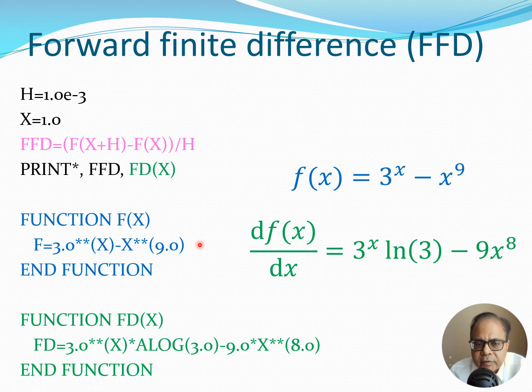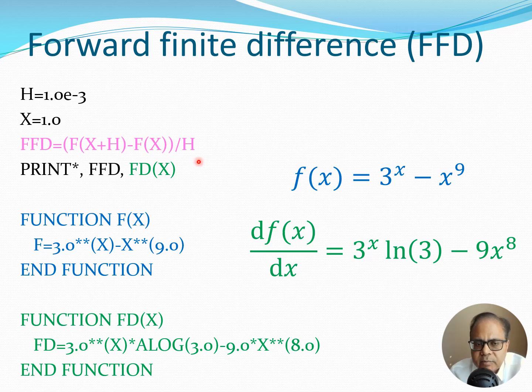Now here these two functions are there, and then I need a main program. So in the main program, what I do is I choose a value of h, that is the perturbation, that is 1 into e to the power minus 3, that is basically 0.001. I also take a value of x at which I want to find the derivative. So here I have selected x to be 1, and then I define the forward finite difference. I call it FFD as f(x plus h) minus f(x) by h.